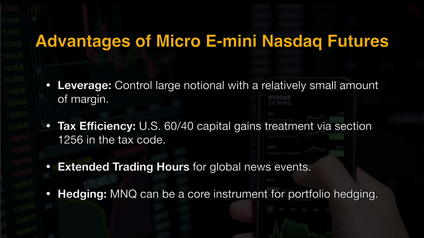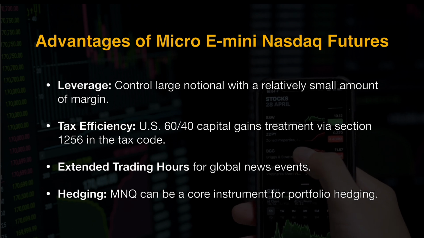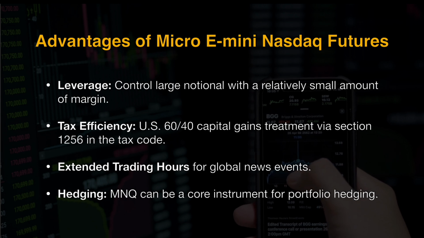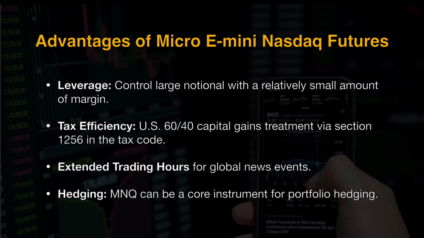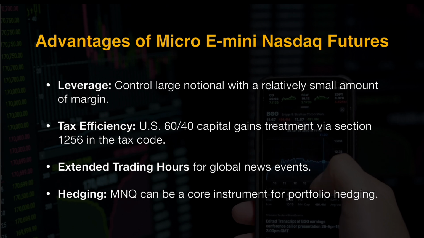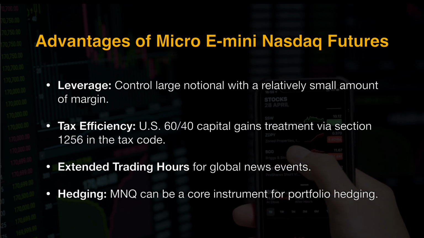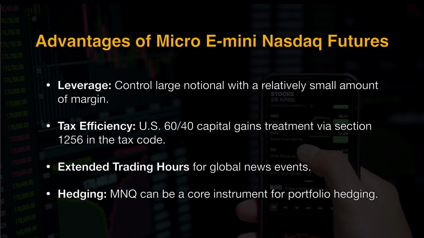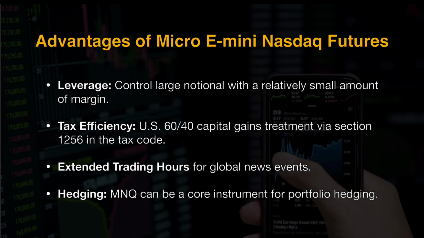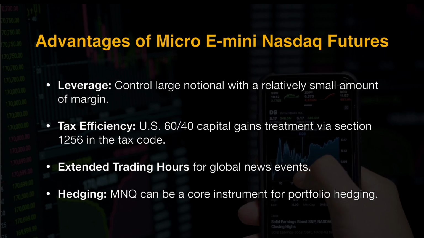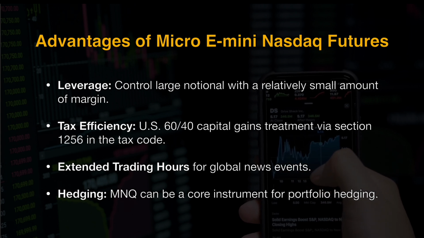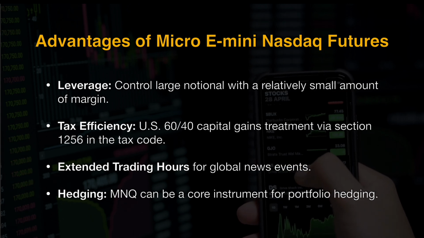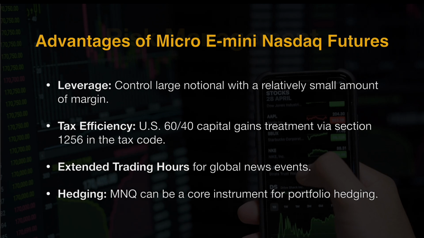So what are the advantages of trading the Micro E-mini Nasdaq futures? Well, first is leverage. You obviously control a large notional value with a relatively small amount of margin. Next would be tax efficiency. In the U.S., we enjoy a 60/40 capital gains treatment via Section 1256 in the tax code. And for more details on that, consult your tax professional. This contract takes advantage of extended trading hours and can be used for hedging. MNQ can be a core instrument for portfolio hedging for retail traders.